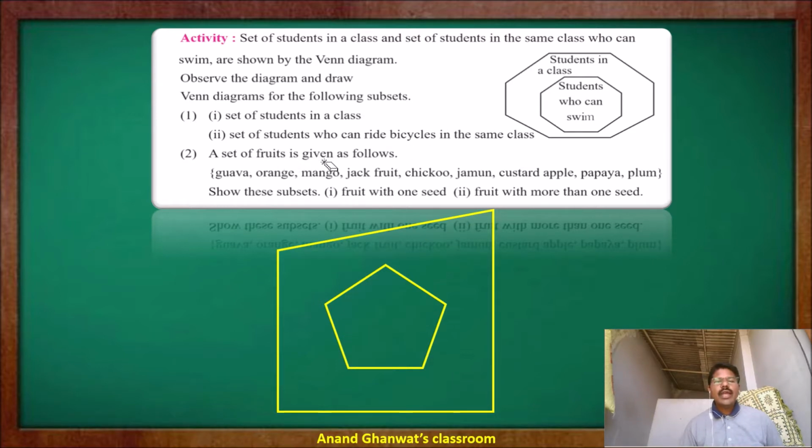is given as follows: guava, orange, mango, jackfruit, chiku, jamun, custard apple, papaya, and plum. Now show this subset using fruit with one seed and fruit with more than one seed. Now do this activity at your home and complete this set and subset using a Venn diagram.